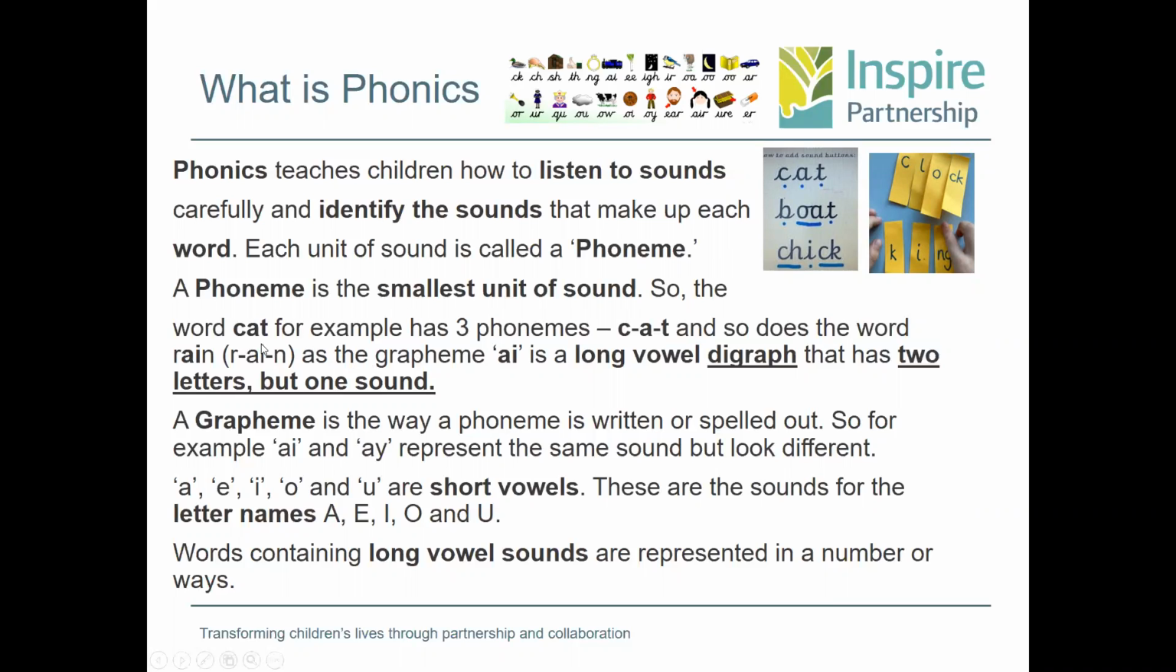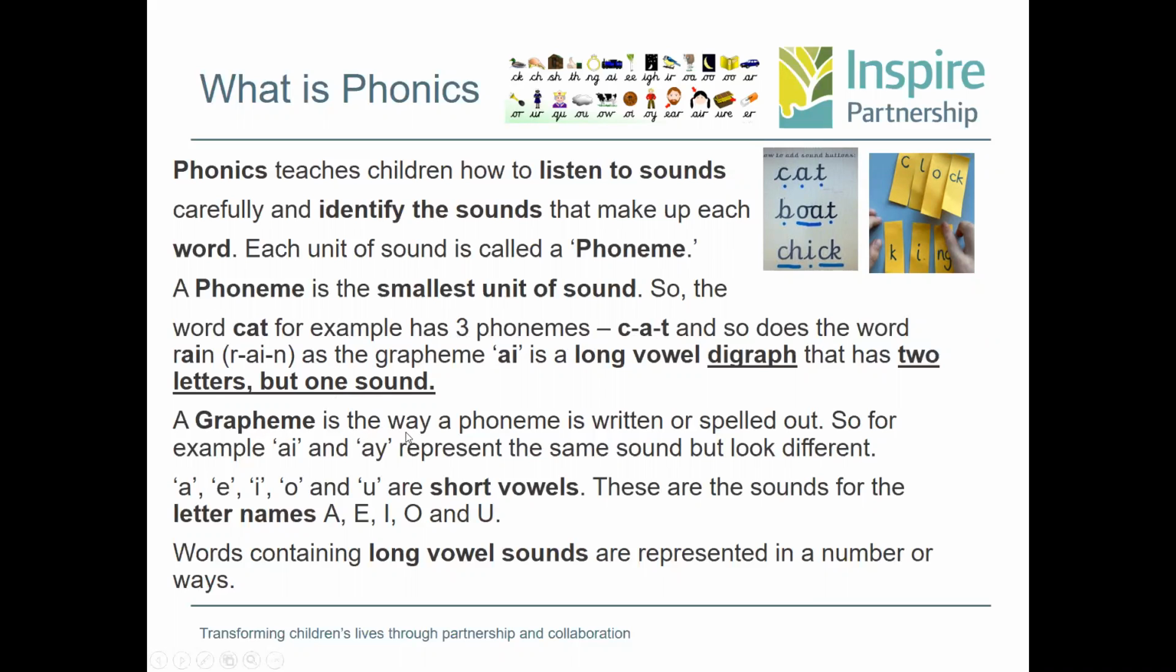Here's another example. The word cat has 3 phonemes: c, a, t, which make up the word cat. And so does the word rain. It's r, ai, n for rain. Ai is a long vowel digraph. That has 2 letters but 1 sound, making it one phoneme.